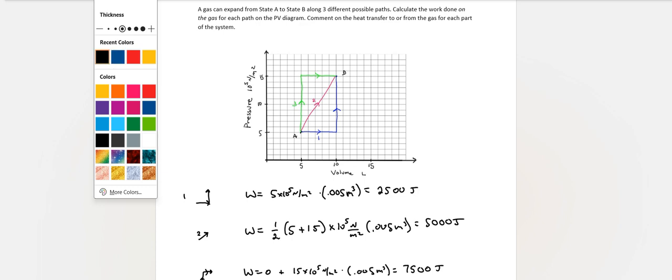Well, we're going to talk about example 1 here in your physics notes under work done on a gas. So let's see, we have a gas that can expand from state A to state B along 3 different possible paths. What we're going to do is calculate the work done on the gas for each path and discuss heat transfers. So by state, what we mean is, like right here, we're at a certain volume, a certain pressure.